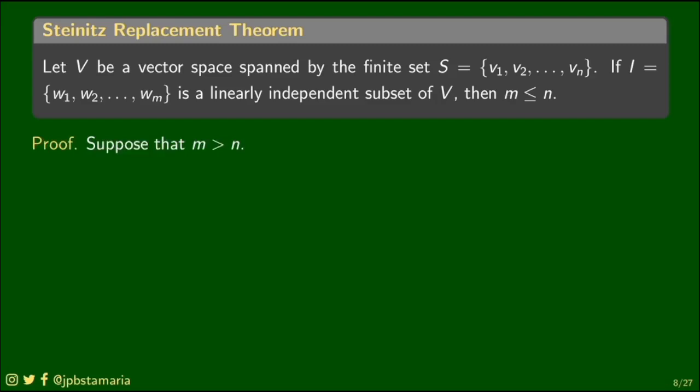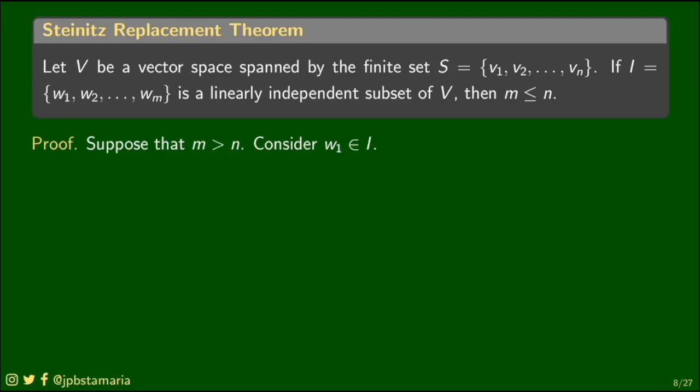So for the proof, we use indirect proof. So we suppose that m is actually greater than n. What will happen? Here we are expecting a contradiction to happen, because we suppose that m is greater than n. So first, let us consider the element W1.